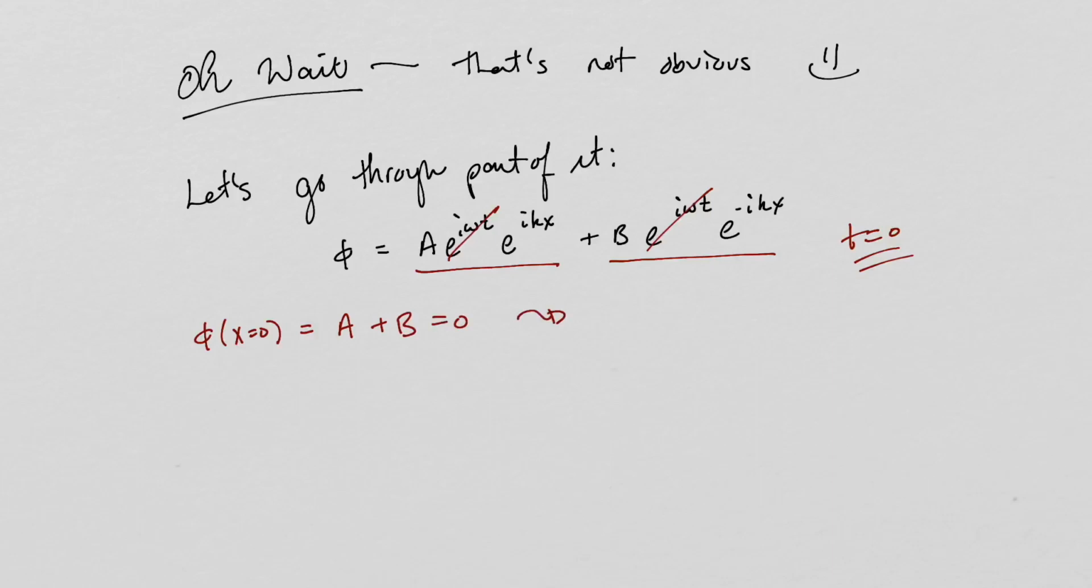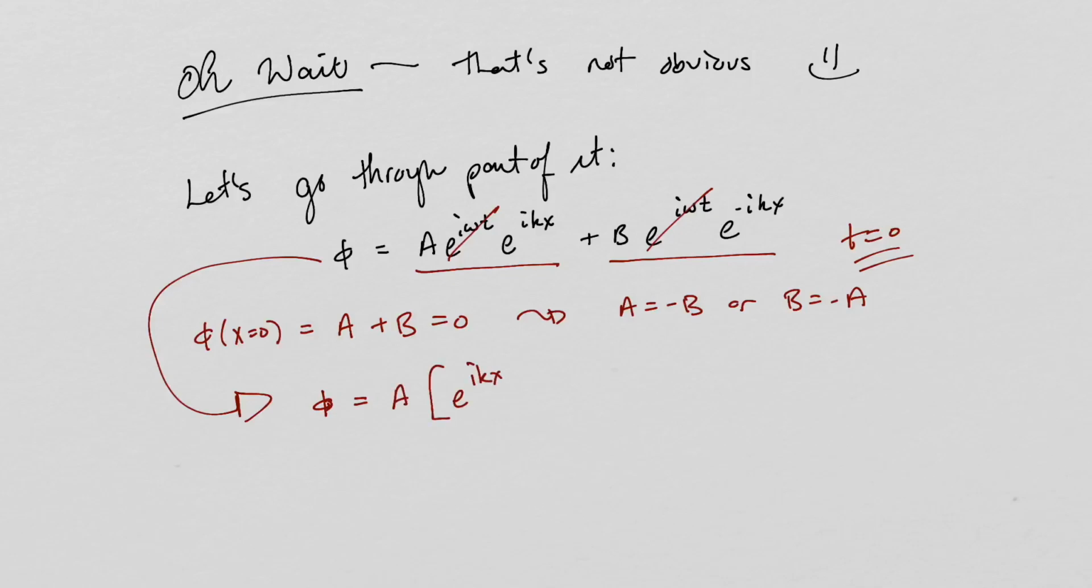This is kind of beautiful, because that means a equals minus b, or better, b equals minus a. I'm going to write it that way because unlike in the previous example where I never actually found the functions, I only found the quantization condition. Here I'm going to want to find the functions, and so I'm going to use this trick where phi is equal to, let's see, I can pull out the a, right, and I get an e to the i kx minus e to the minus i kx.